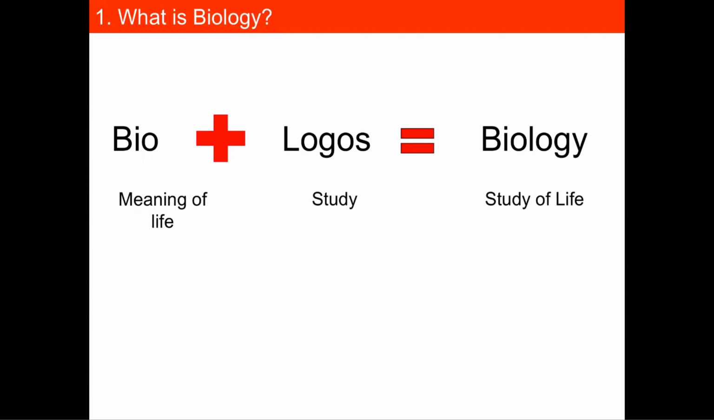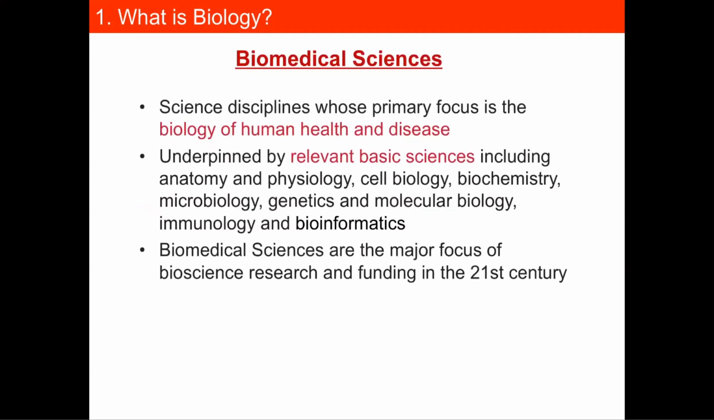Biomedical sciences is a very specific branch of biology. So biology is the bigger picture and biomedical sciences is very specific. Now, what exactly are biomedical sciences? You can see here, the primary focus is on the biology of human health and disease. In other words, we are focusing on humans, and how the body works.